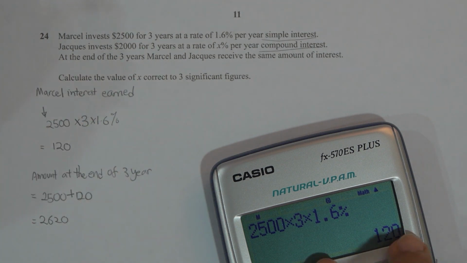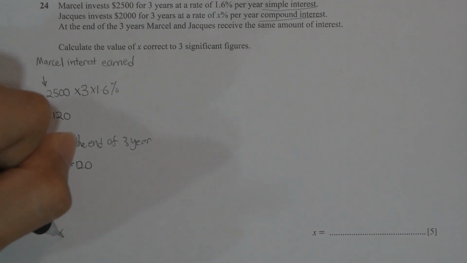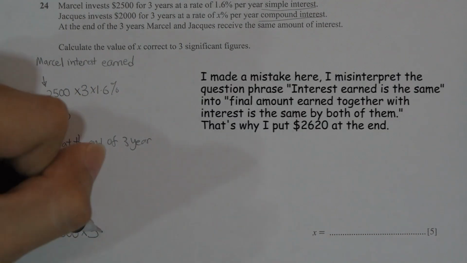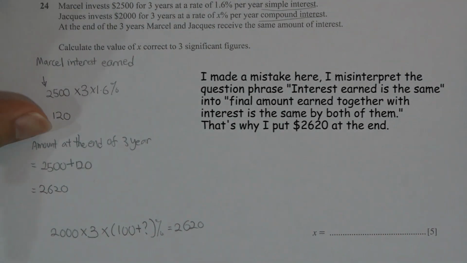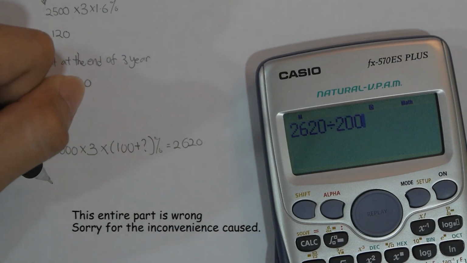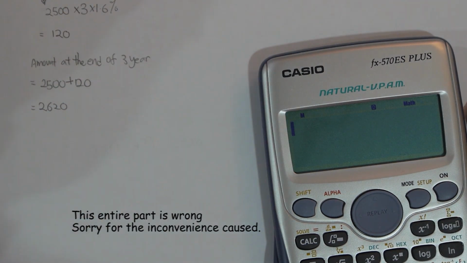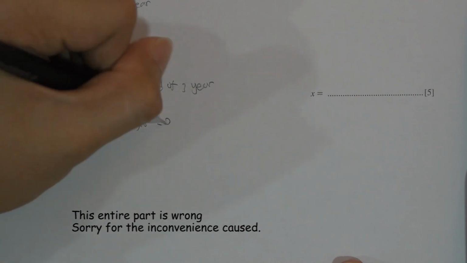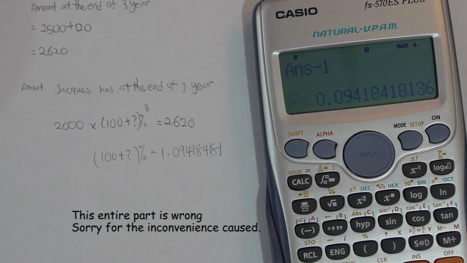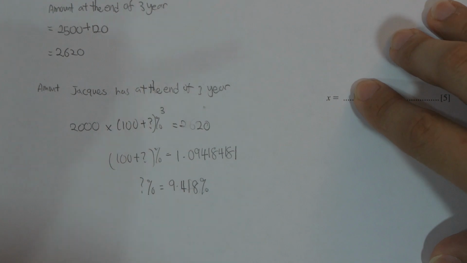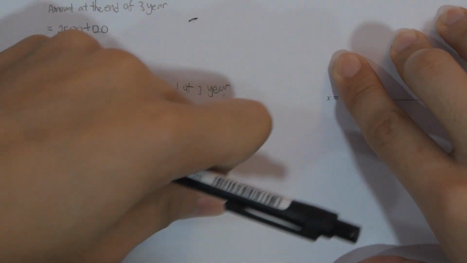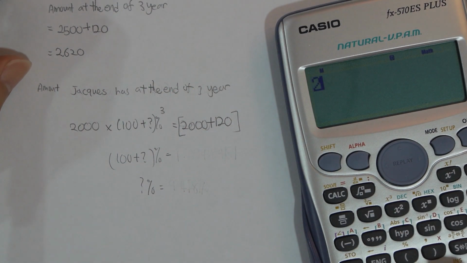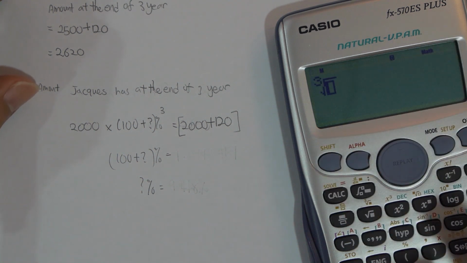So next, you're required to calculate Chen's amount. The mistake I made is that I thought the final amount would be equal to Marcel's one. So I returned 2,620. However, I overlooked that the question states that the interest earned is the same. Which means the final amount will be 2,000 plus 120 instead. So I redid it, then I got the correct result. So the moral of the story is to read the question properly.